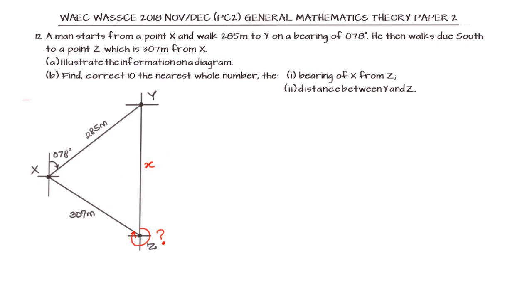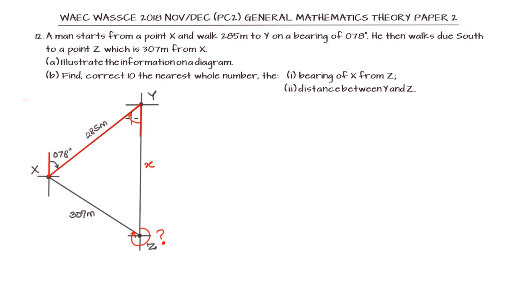We can go ahead and see what means we are trying to use to solve them. In question number B1, to find the bearing of x from z and the distance between y and z. Now, for the first one, the bearing of x from z, as shown in red, if you look at the diagram at point x and point y, we can notice an alternate angle.